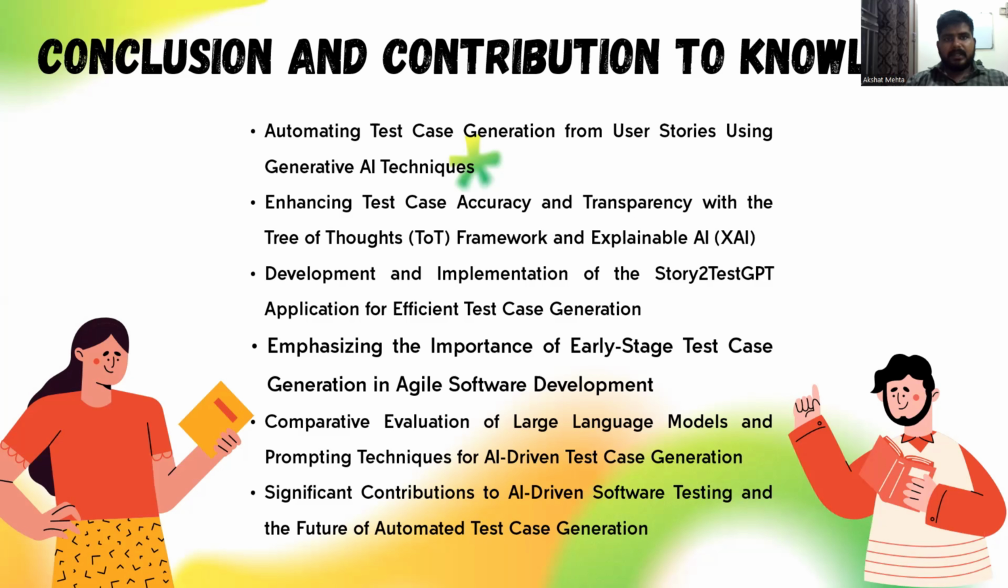Next, the practical outcome of this research is the Story to Test GPT web application, which efficiently automates test case generation. This tool is a direct application of the research findings, making AI-driven test case generation accessible and practical for the QA world. This research also highlights the critical role of early-stage test case generation in agile methodologies, ensuring that testing is integrated early in the development process to catch issues sooner and improve the software quality.